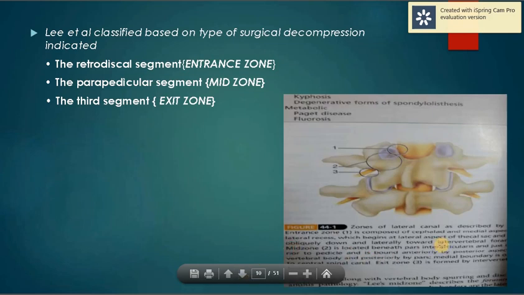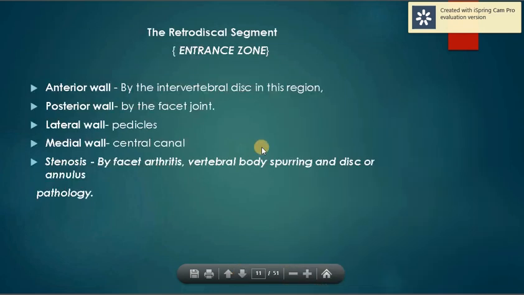So this is the zones of the lateral canal. Now the entrance zone: the anterior wall is formed by the disc, posterior wall the facet joint, lateral wall pedicles, medial wall central canal. Stenosis can be caused by facet arthritis, vertebral body spurring, that is the arthritic changes, and disc or annulus pathology.